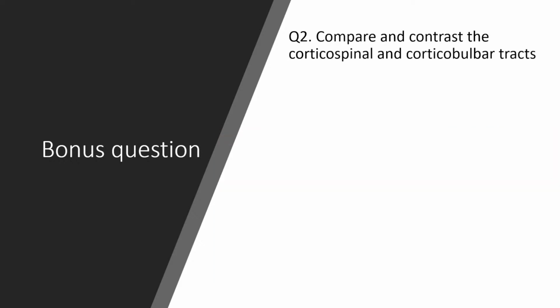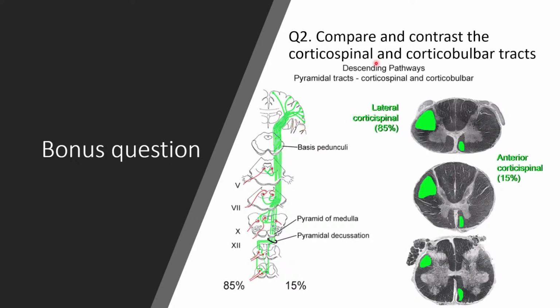Another bonus question. Compare and contrast the corticospinal and corticobulbar tracts. The corticospinal are the descending pathways from the brain to the parts below. The corticobulbar is from the brain to the cranial nerve nuclei. That's the only difference. Their decussation is similar. They're both descending motor neuron pathways. They both pass through the basal peduncles, and they both decussate in the medulla.